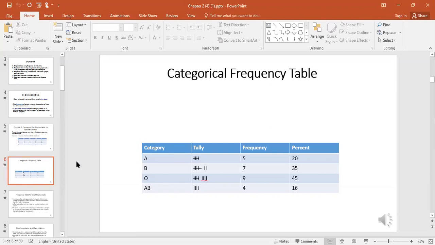We could do the same if it was about these 25 individuals' ages. So for both quantitative and qualitative data, a frequency distribution table consists of determining the number of times each value occurs and presenting it in a table. In addition to this, we have the percentage for each of those categories.